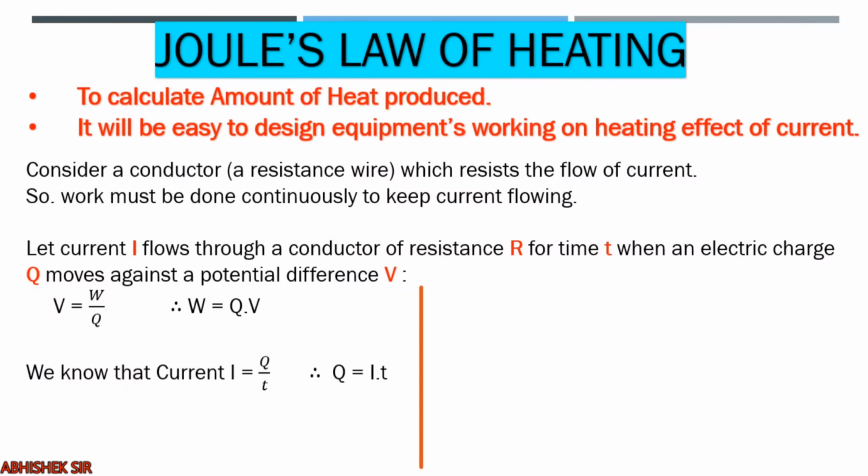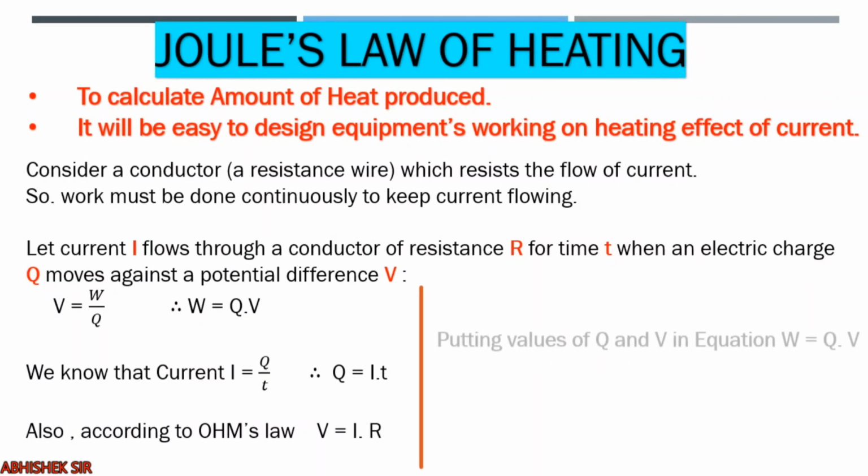We know that current I is Q upon t. Current is charge upon time. So from this, can we get a formula for Q? Yes, take the t to the left hand side and it becomes Q equals I t, and then we shall replace it in the original equation. Now what about V? That is potential difference. So we will use Ohm's law here and write V equals IR. These two things that we have just obtained, Q equals It and V equals IR, we will put in the equation W equals Q into V.